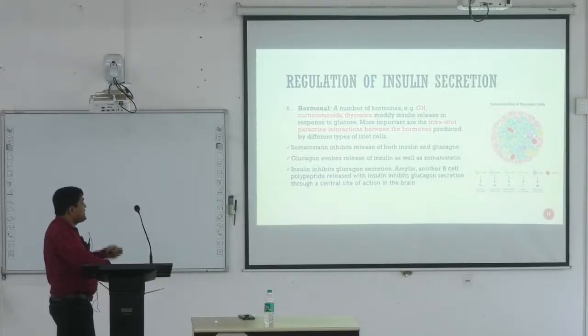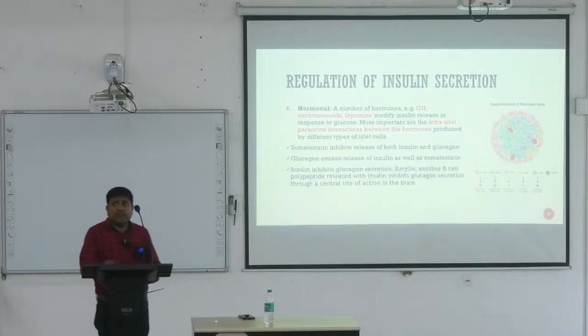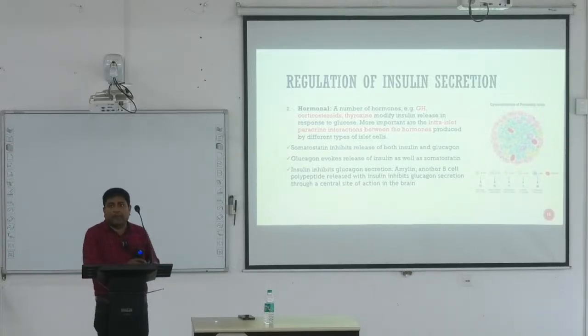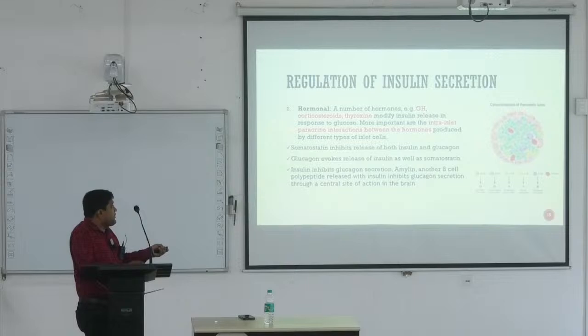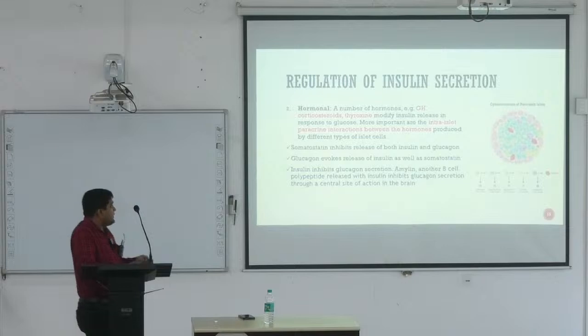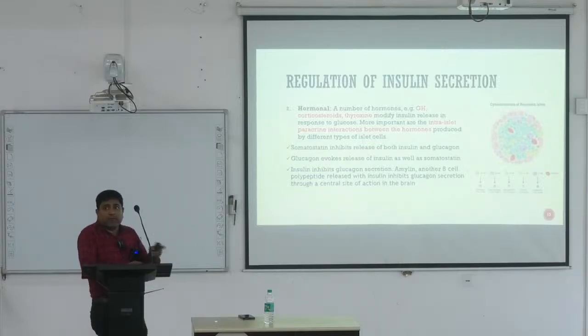Now this somatostatin inhibits release of insulin and glucagon. Glucagon increases the release of insulin as well as somatostatin, and insulin inhibits glucagon secretion. Amylin, another beta cell polypeptide, also inhibits insulin release by central action.